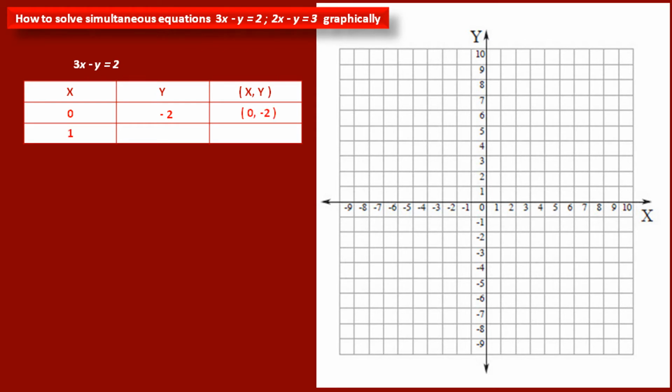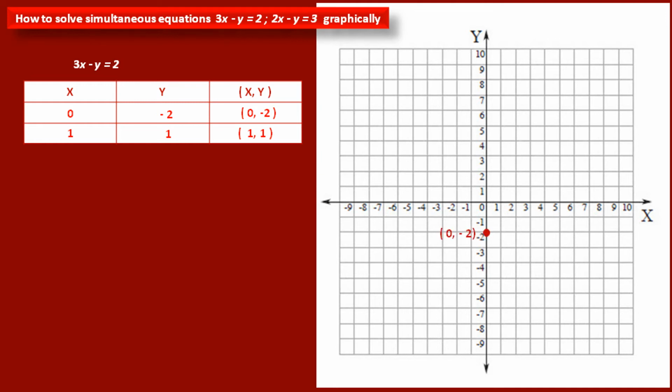Now to find second point, let us take value of x as 1. After substituting this value in equation, we get the value of y as 1. And therefore the coordinates of the second point are 1 comma 1. Now we have 2 points, so we have to plot these 2 points on this graph to draw a straight line having equation 3x minus y is equal to 2.